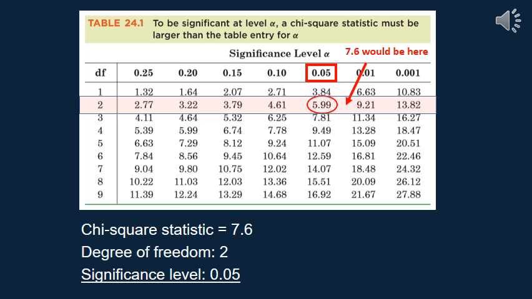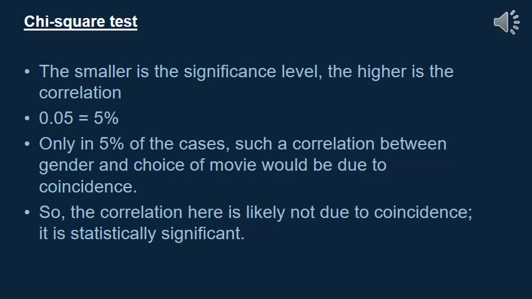It is, in this case here, 0.05. So what does 0.05 mean? It means 5%. And here it will sound a little bit paradoxical, but the smaller is alpha, the smaller is my significance level, the stronger is my correlation. Okay, so 5% here, alpha of 5% means only in 5% of the cases such a correlation between two categorical variables would be due to coincidence.